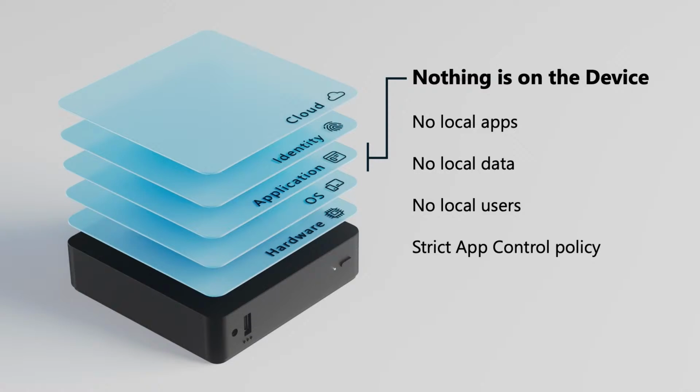As we move up the stack into the application and identity layers, here's more about what's not on the device. There are no local apps, no local data, no local users with administrative rights, and no ability for end users to access the device's local storage. This ensures data and experiences stay in the cloud where you want them and not on the device. And there is a strict app control code integrity policy specifically defined for this endpoint that only allows the software needed for the solution to execute and nothing more. And it cannot be modified or disabled either.